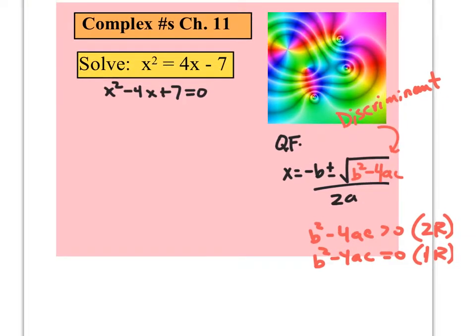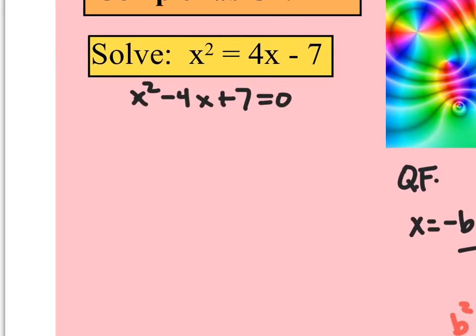And if b squared minus 4ac is less than 0, you're going to have potentially 2 imaginary solutions. Okay, so this is what we're going to be dealing with here: imaginary solutions in the form x plus iy. So let's go ahead and do it.